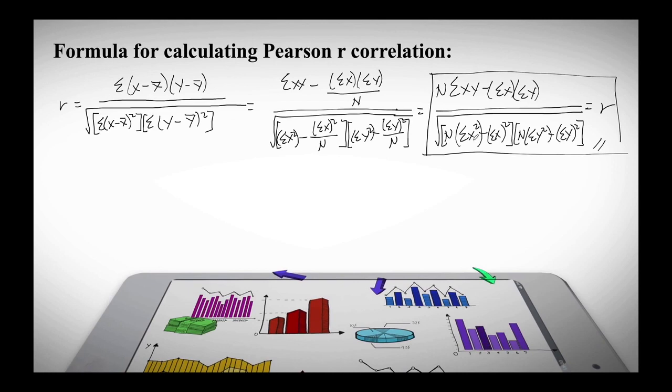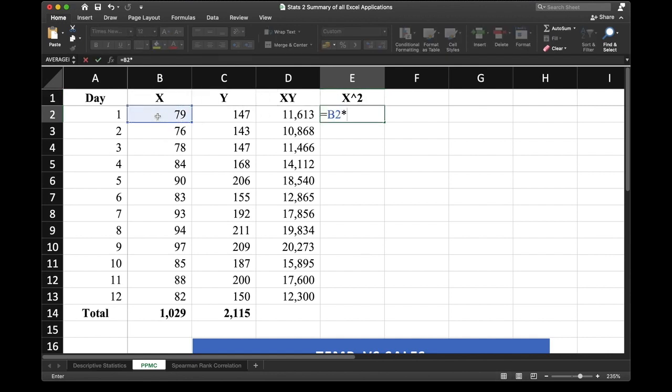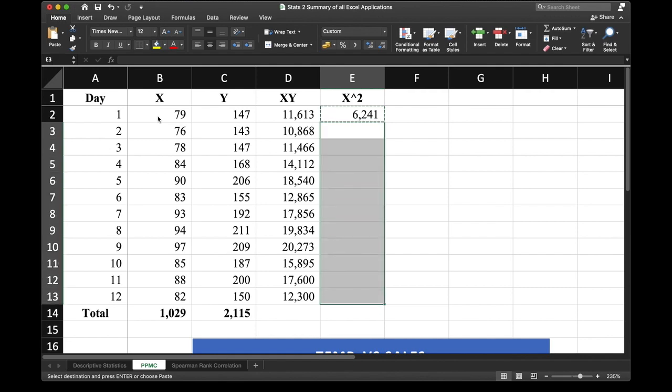Summation of x squared. We need to find x squared first. So x squared, this is 79 times by itself. 79 times 79. So this is the answer for the first day. And copy paste natin hanggang sa baba.